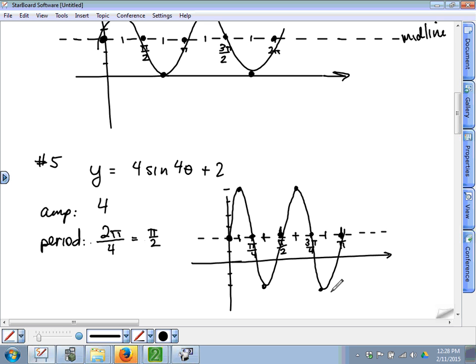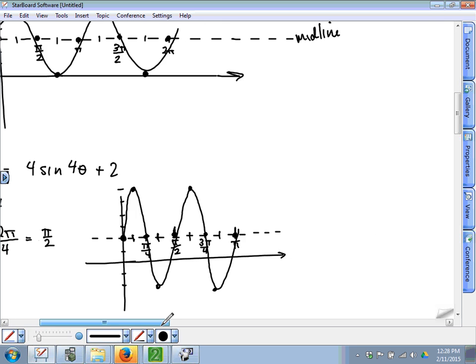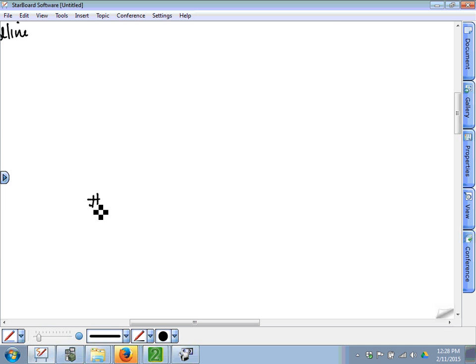What do you think? Should we try 6 together, or do you think you got it? What do you think? We should try 6. Should we do 6? Let's do 6. Y equals, tell me what it is. Y equals 2 cosine 2 theta minus 2. Okay, thank you.